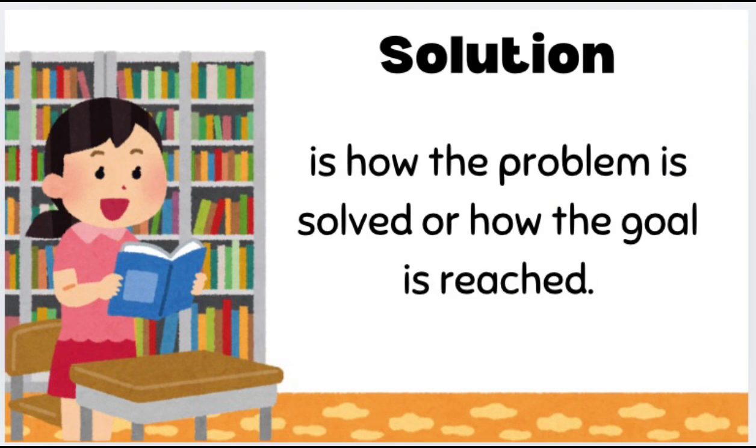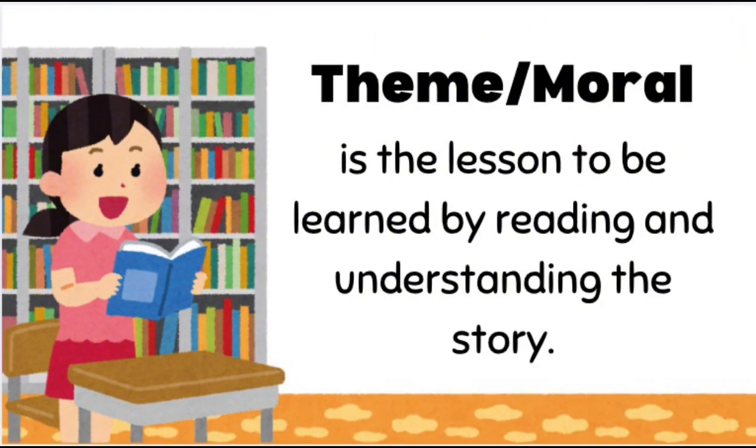Another is the solution. The solution is how the problem was fixed or how the goal was reached. It shows what the main character did to succeed or solve the problem. Next is theme or moral. The theme or moral is the lesson we can learn from the story. It's what the story teaches us about life or how to act.